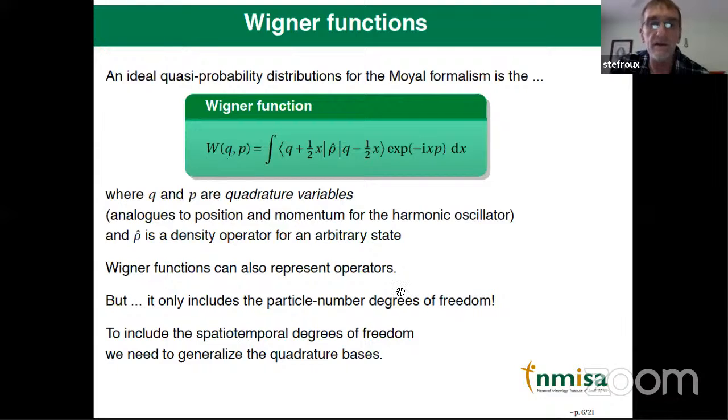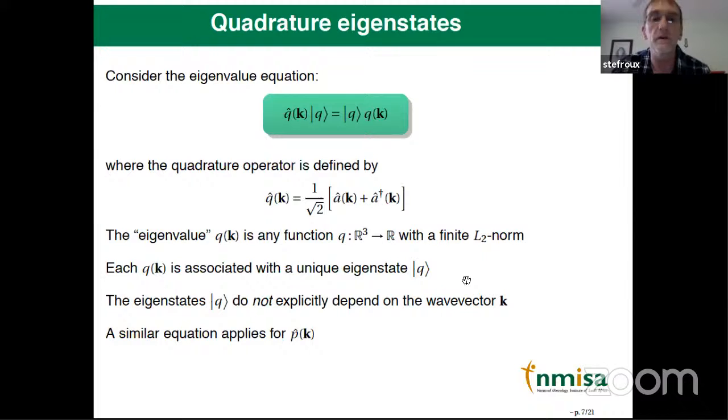However, represented in this way, it only addresses the particle number degrees of freedom. To incorporate the spatial temporal degrees of freedom, we would want to generalize these quadrature bases. To do this, we consider the eigenvalue equation, where the quadrature operator is now a function of the wave vector, which is a three-dimensional vector. You can also think of it as the momentum vector. The eigenvalue is then also a function of this momentum vector.